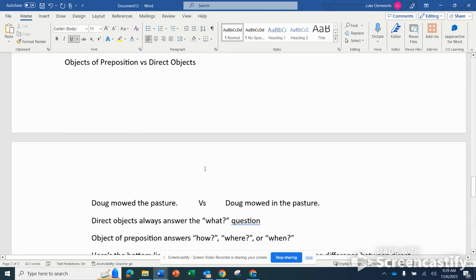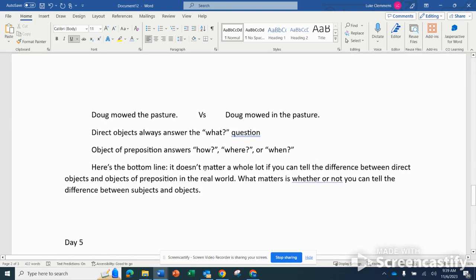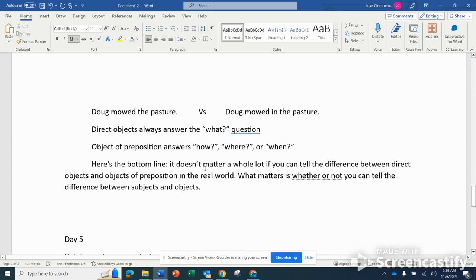Okay, now, objects of prepositions versus direct objects. So here we're starting to get into where this stuff actually kind of matters. Okay, so let's take two similar sentences. Doug mowed the pasture versus Doug mowed in the pasture. Okay, so direct objects always answer the what question. Objects of prepositions generally answer the how, where, when question. Okay, so Doug mowed what? He mowed the pasture. Okay, Doug mowed where? In the pasture.